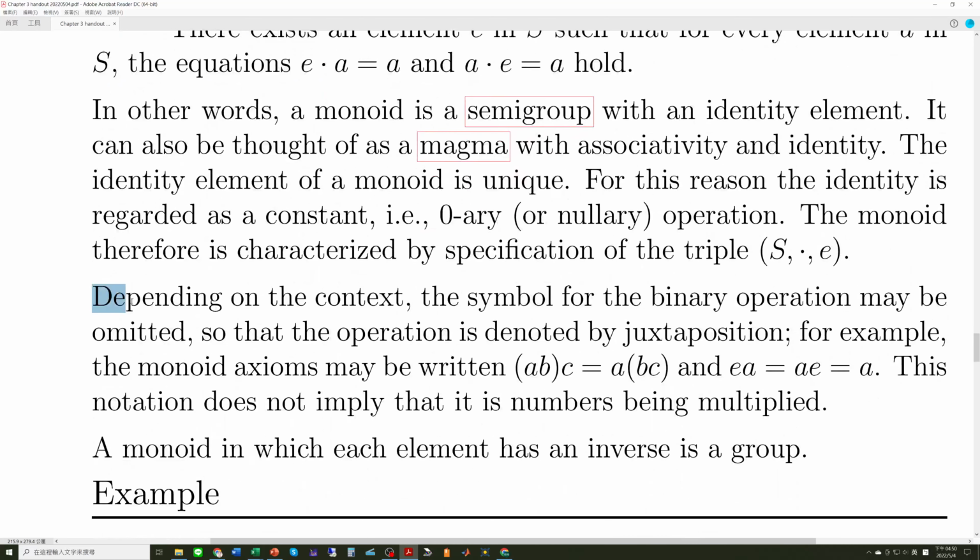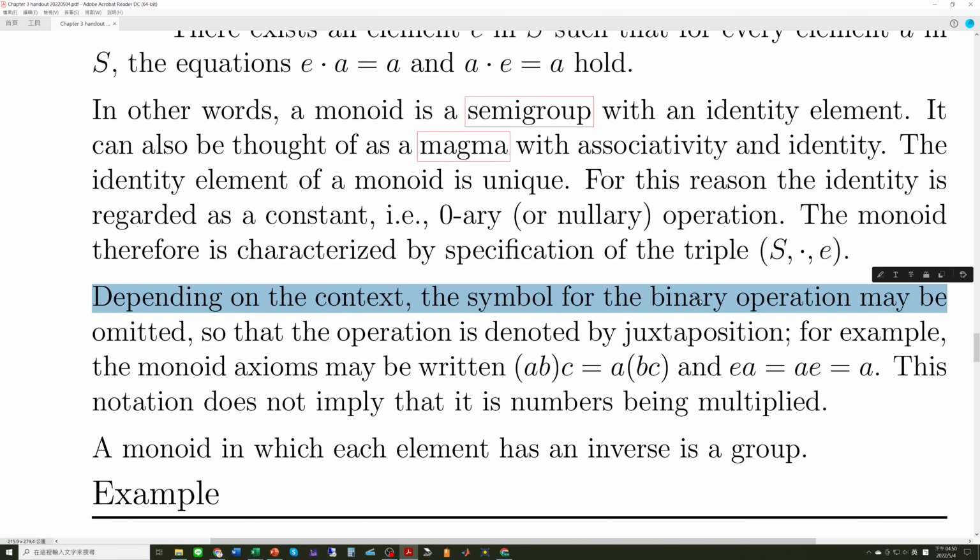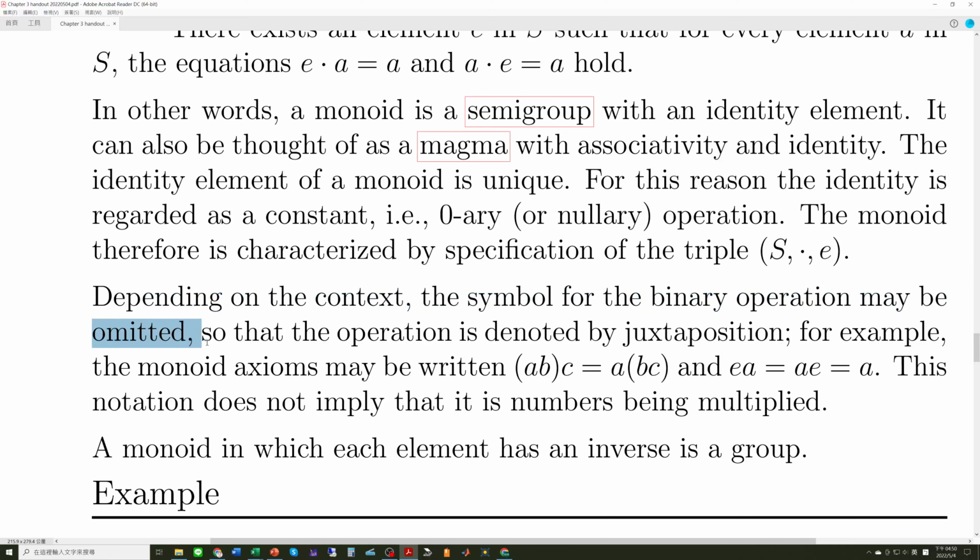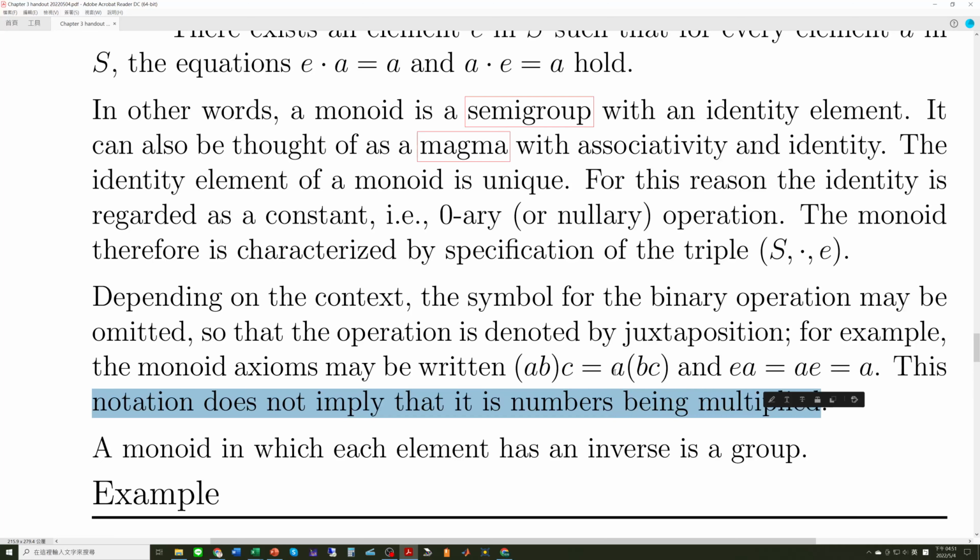Depending on the context, the symbol for the binary operation may be omitted so that the operation is denoted by juxtaposition. For example, the monoid axioms may be written (ab)c = a(bc) and ea = ae = a. This notation does not imply that it is numbers being multiplied.